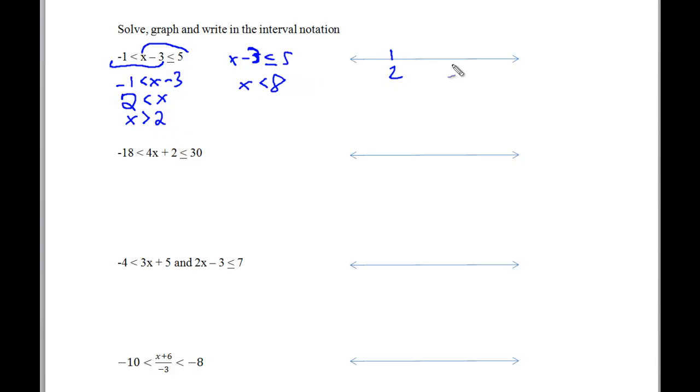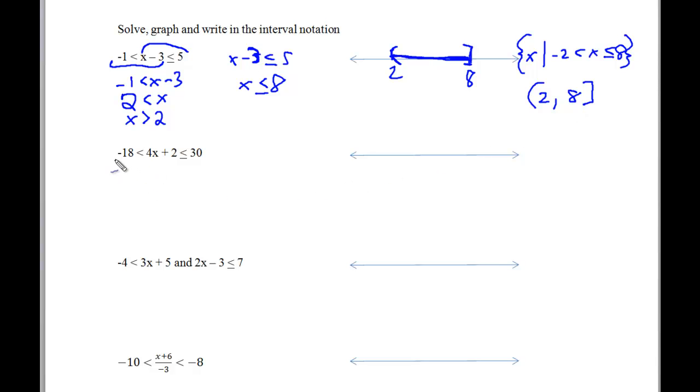So here's 2. Here's 8. That is a less than or equal to sign, so this is going to have a square bracket here. And this is going to have a curve right here. So it's going to be between these two numbers, like so. And I'll show you the right notation. The set builder notation is going to be x, and it's going to be from 2 to 8. There's our set builder notation. And interval notation is going to be soft parenthesis on the 2, hard bracket on the 8.